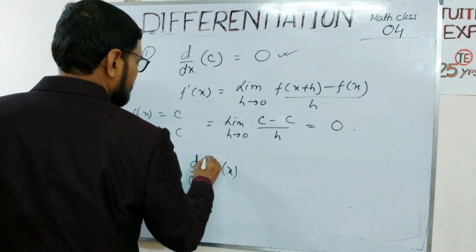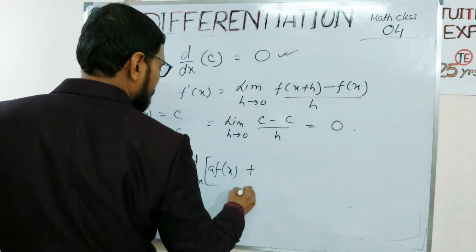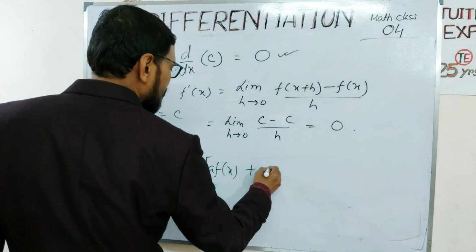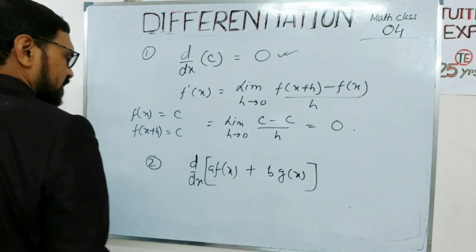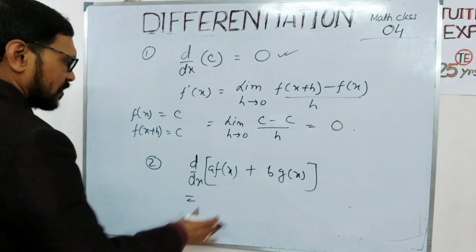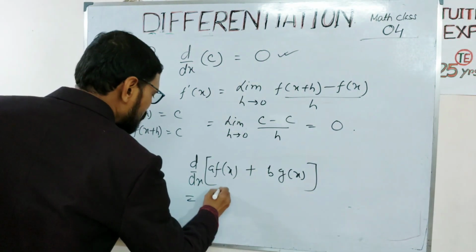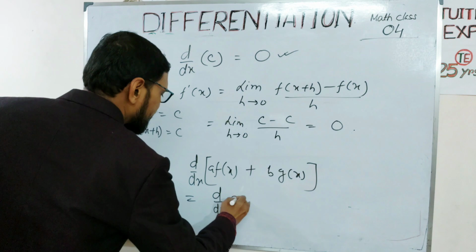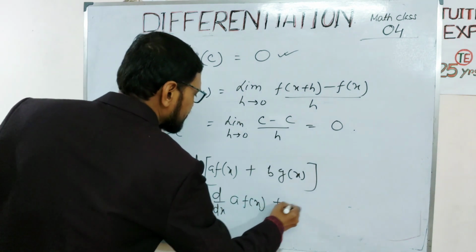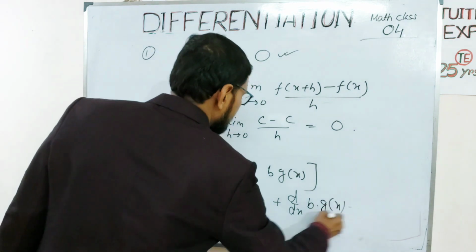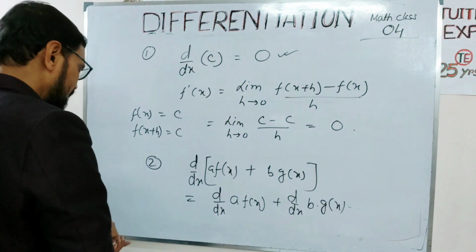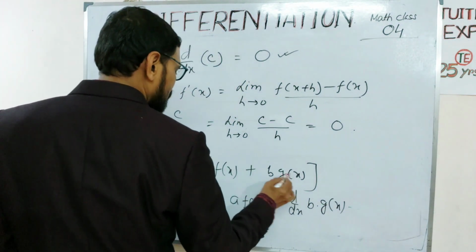Now the next result is d by dx of a function of this type: a f of x plus b g of x. The derivative of this function can be written individually as d by dx of a into f x plus d by dx of b into g x. Here a and b are constants.